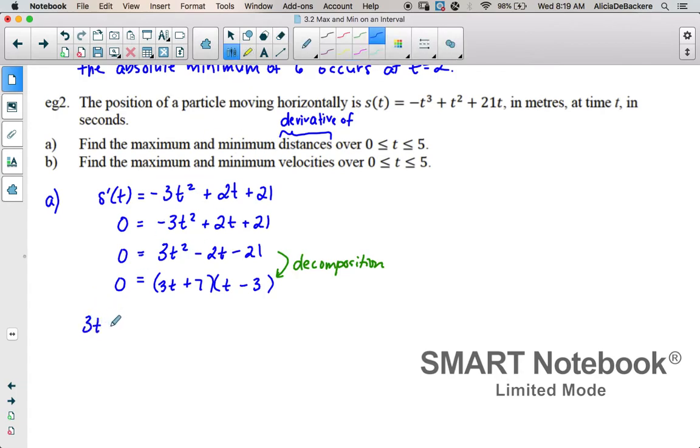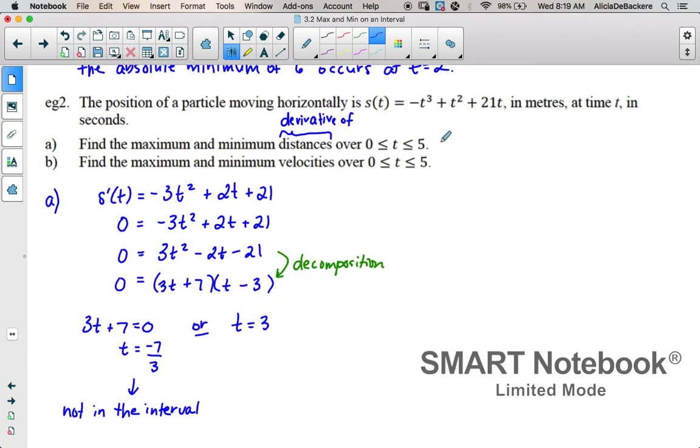So either the first bracket equals 0, in which case here the 7 would come over, and then I would divide out the 3, or the second bracket equals 0. That one's a little bit simpler to solve in our heads. Now again, I'm going to check these values on my interval. My interval goes from 0 to 5, so this negative value is not in my interval. So I'm going to write that down to show that I thought about it, I didn't just forget about it.